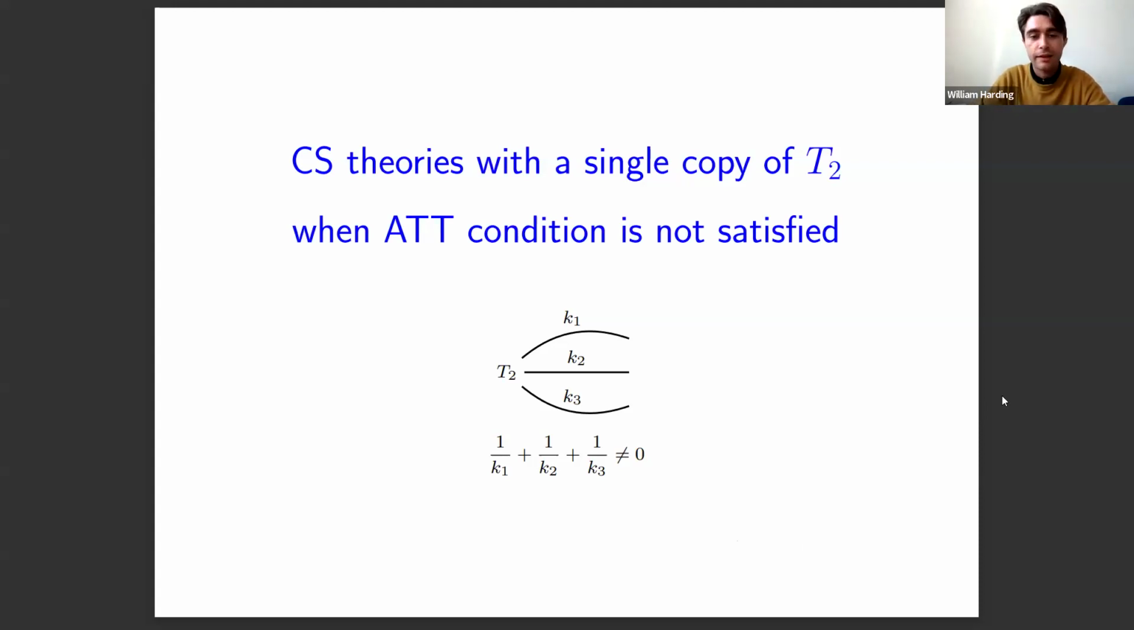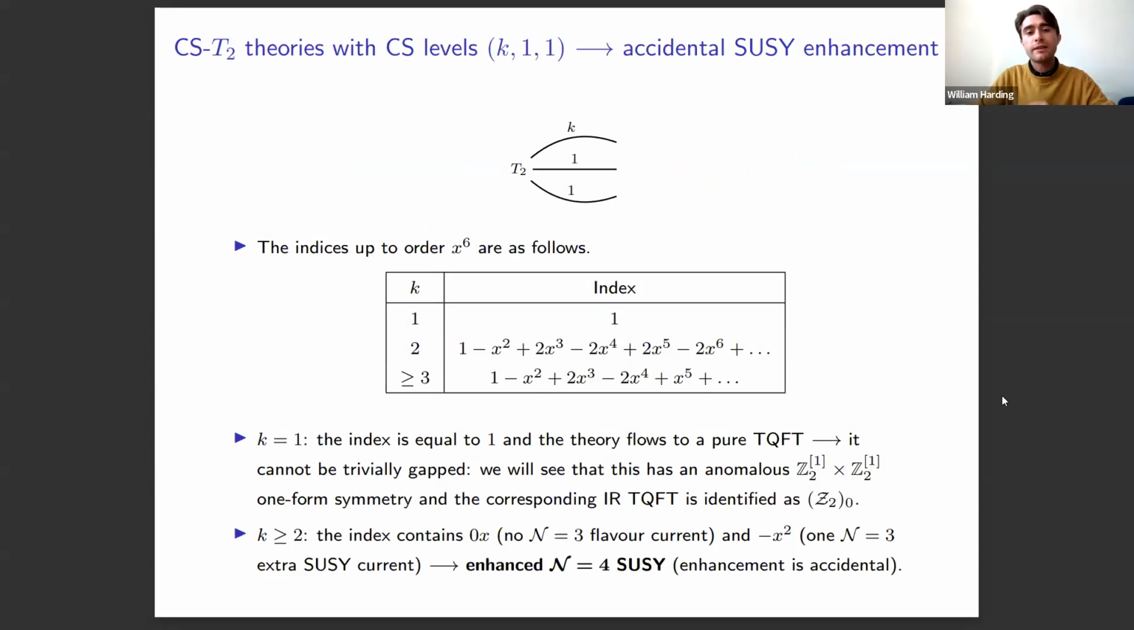Okay, so let us start. Let us take an example, and let us take the Chern-Simons-Trinion to be equal to K11, meaning that the ATT condition is not satisfied. You can look at the indices. Now, for K equal to 1, the index is equal to 1, and the theory flows to a pure TQFT.